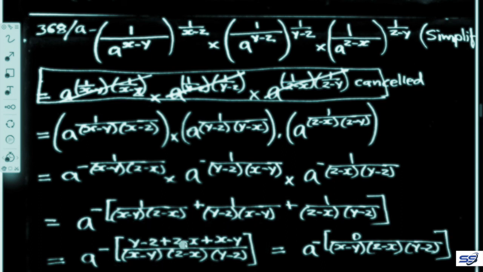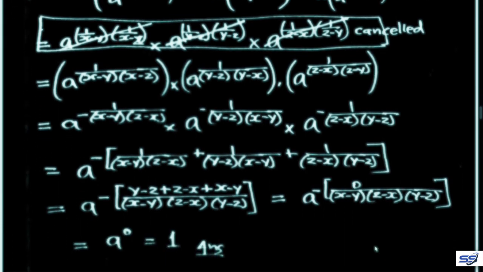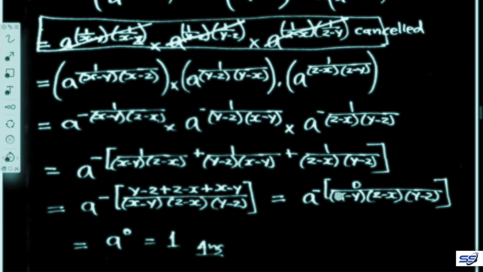Here all the addition shall be done. Now see here, equal a to the power minus, and in the bracket comes 0, as everything is cancelled. Plus y, minus y, plus x, minus x, plus z, minus z. In this way, everything is cancelled, so here comes 0: 0 upon (x minus y)(z minus x)(y minus z). This is 0 upon something, and 0 upon something is always 0.